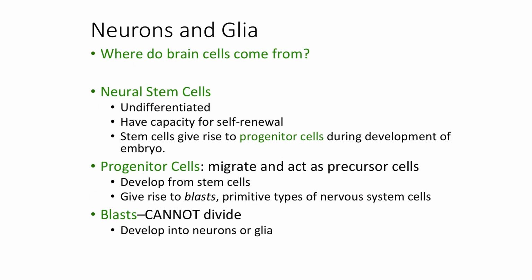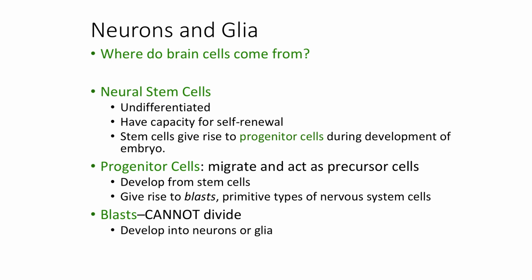Okay, so where do neurons and glial cells come from? The brain originates in a single undifferentiated neural stem cell. This is a self-renewing multi-potential neural stem cell, and that will give rise to the different types of neurons and glial cells in our nervous system. A stem cell has the capacity to self-renew. First, the stem cell divides and produces two stem cells, and then they divide again.